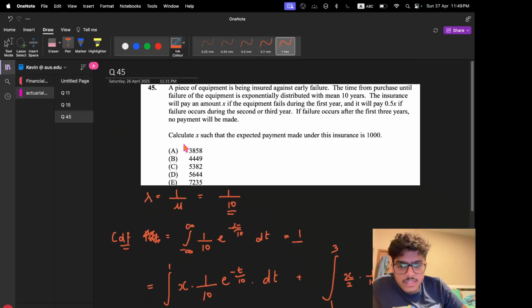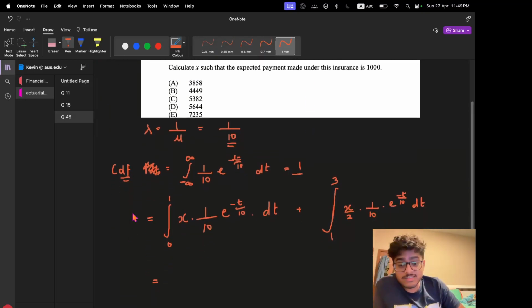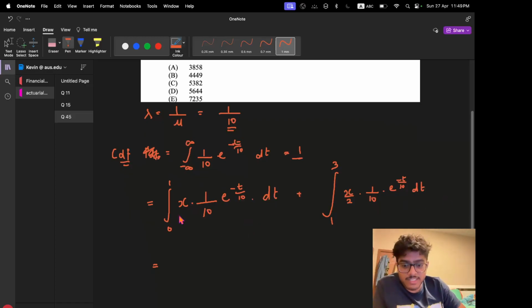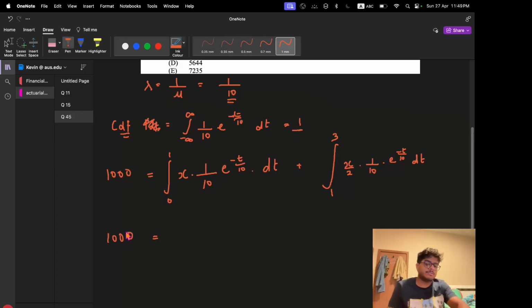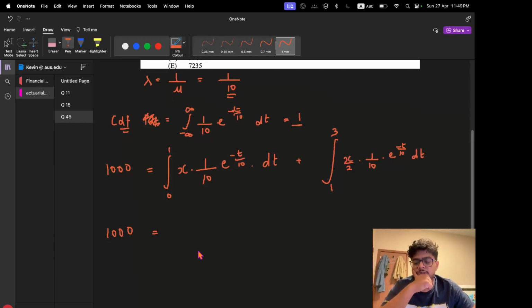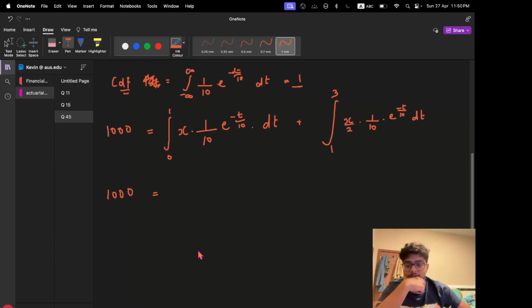Oh, calculate x such that the expected payment made under this insurance is 1,000. So this would be the calculation for the expectation. You have the function g of x and the CDF. So that would be the expectation, and this quantity is equal to 1,000. So that's why I was confused. I was like, what are we solving x for? So I need to be more vigilant of how I solve the questions. Okay, anyway, we have x out over here.